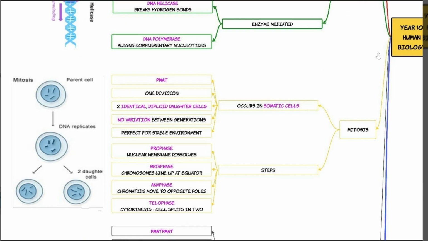In interphase, the DNA is replicated from single-stranded to double-stranded. In prophase, the nuclear membrane breaks down, and the centrioles start to form the spindle fiber. In metaphase, the chromosomes line up at the equator with one double-stranded chromosome on each spindle. Then there's anaphase, and the chromatids move to opposite poles. And then there's telophase, in which a nuclear membrane forms around each pole, and cytokinesis occurs, which splits the cell into two daughter cells. Mitosis is used by somatic cells for growth and repair.